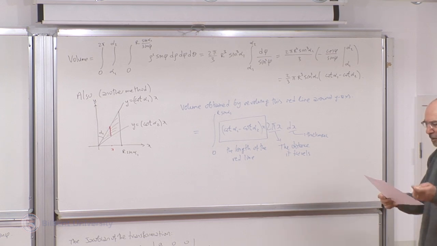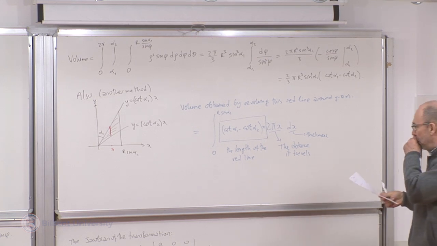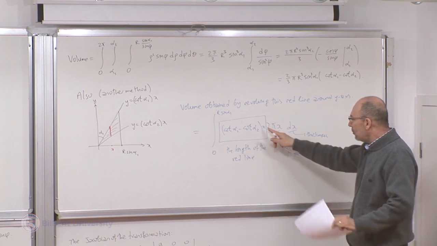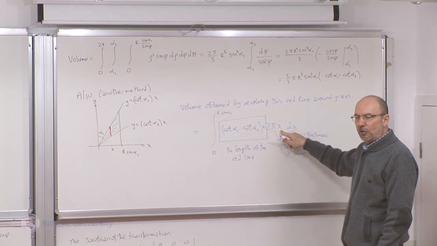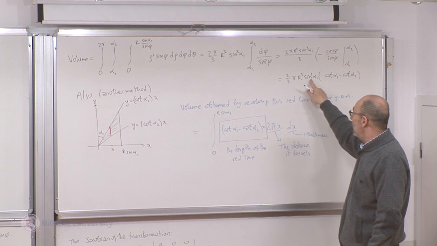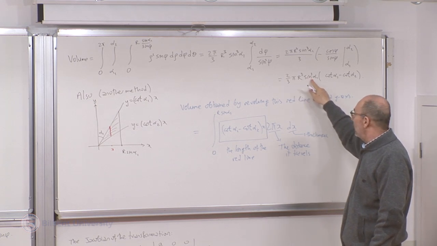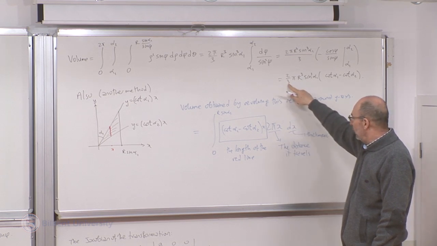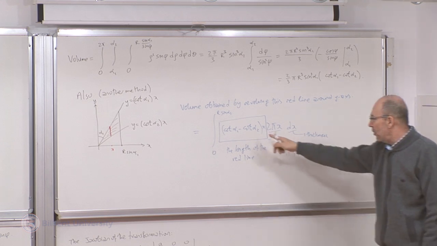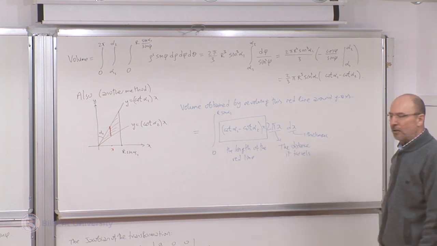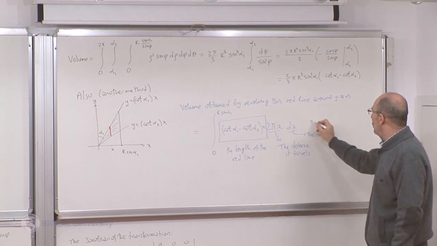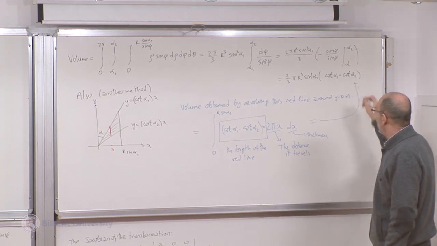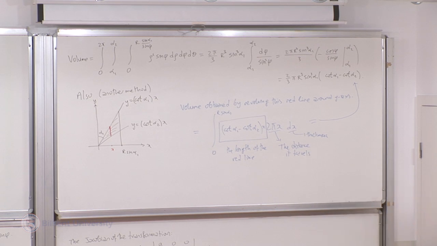When you integrate this, you are integrating x squared, so you'll get x cubed over 3. That will give you this cube here. You have this 1 over 3, and you have this 2 pi here. And of course, the cotangent stuff is constant. So here you get the same volume. In this problem, this was easier.